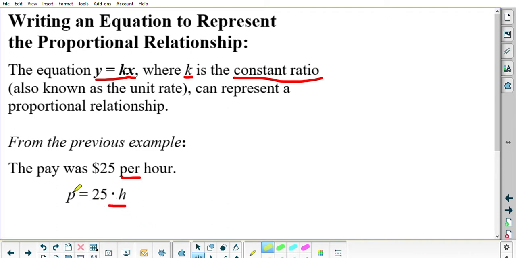So if we're talking about the amount of pay, we could use P. If we talk about the number of hours, we could use H. So we don't always have to use generic Y and generic X. We definitely can use variables that make a lot more sense for the problem.